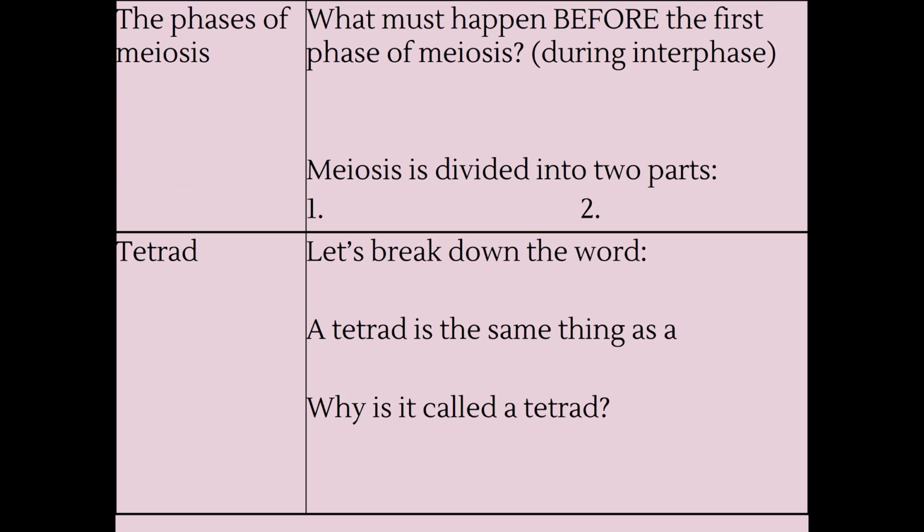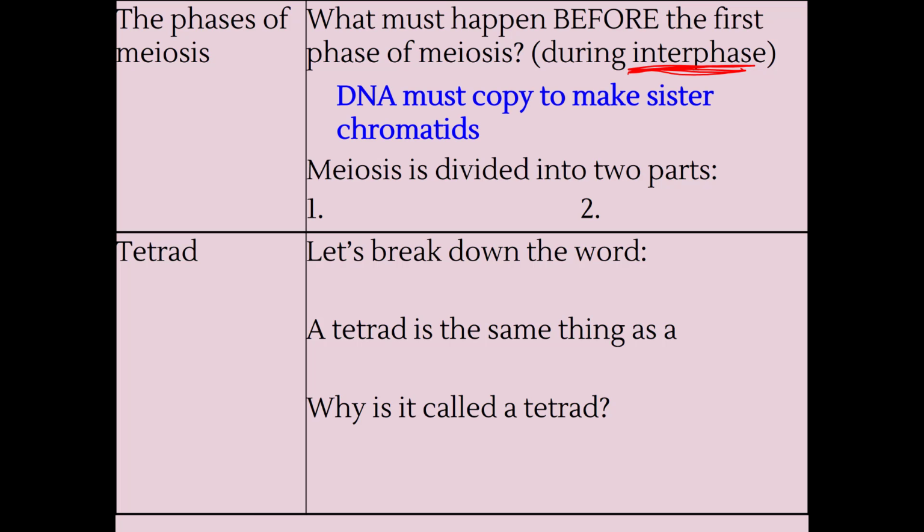So once we start getting into a little bit more of the phases of meiosis, before meiosis can even happen, just like mitosis, something needs to happen in interphase with our genetic information. And that is, it needs to make a copy. Again, it says to make sister chromatids. Don't worry about writing that. Just make sure you focus on DNA must copy. That is very important. It happens in interphase in meiosis and interphase in mitosis.